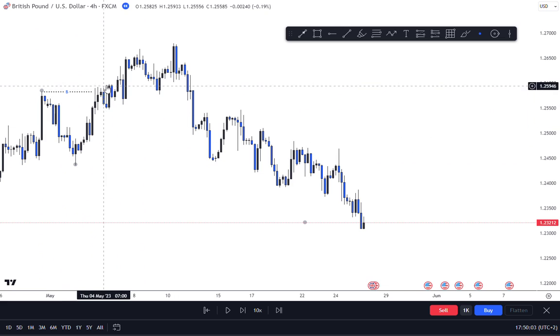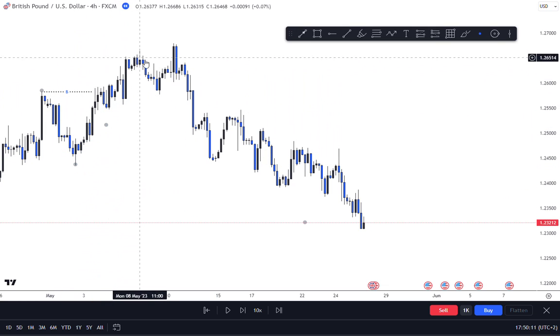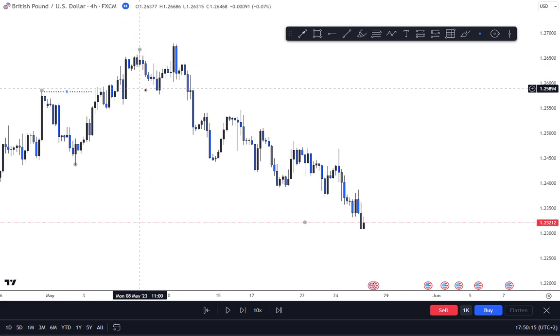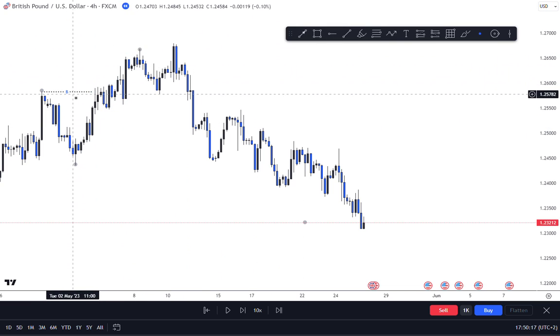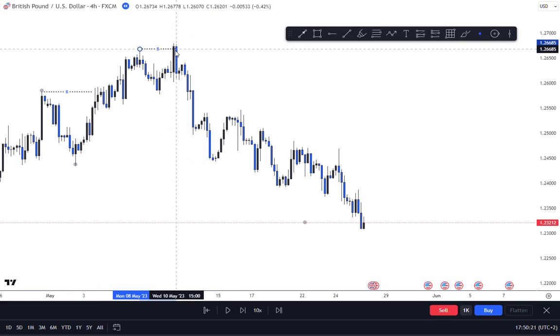Okay, then we went up, came down, that's not a valid pullback. Went up, came down, that's not a valid pullback. Went up, came down, that's not a valid pullback. We went up. Here we do have more than 3 candles, so that is a valid pullback. So this will be a high. Then from there, let me just check if market broke that high. Yes, market indeed did break that high. You can see that market broke that high.